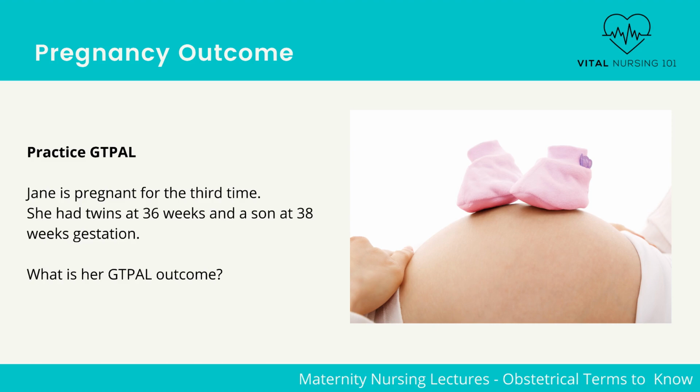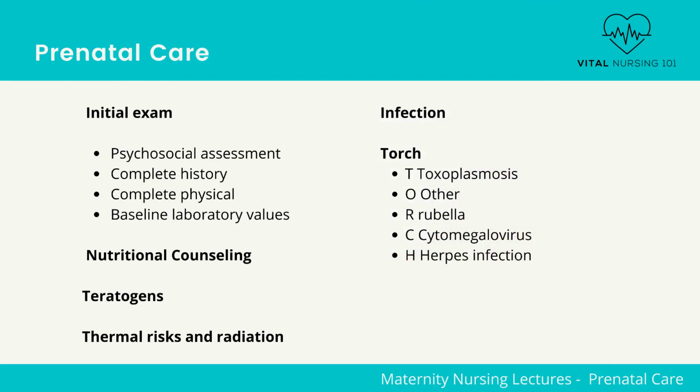A is 0 because she had no abortions. L is 3, she has 2 living twins plus a son. How did you do? Let's continue on with the lesson. Prenatal care includes many parts starting with an initial exam.